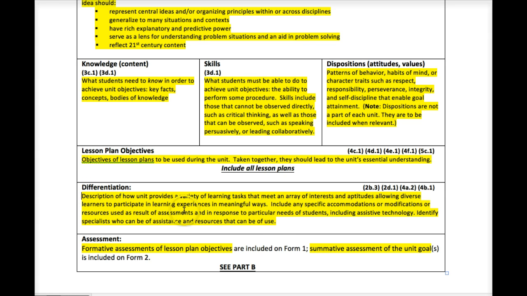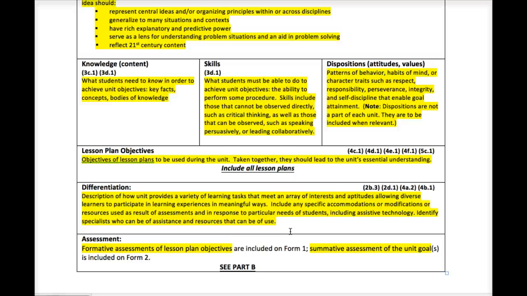Differentiation is, I do want you to make some reference to how you're differentiating your unit. It's a shorter unit, and I don't expect you guys to be super expert on differentiation yet. It's a complicated thing. It's a big task to undertake, and you'll learn more about it in your methods class. But let's have some differentiation in our unit plan. So all of the kids should not be doing the same things all of the time.